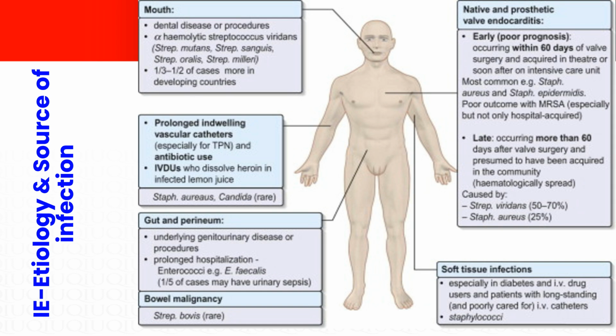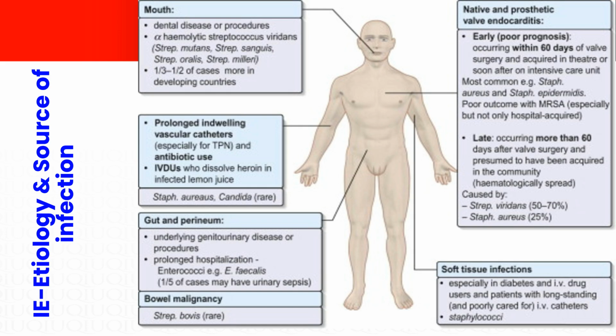This diagram illustrates the diverse sources and routes of infection leading to IE. Common sources include dental procedures or poor oral hygiene introducing oral streptococci, skin infections or IV drug use introducing staphylococci, gastrointestinal or genitourinary tract procedures introducing enterococci or gram-negative organisms, indwelling catheters serving as bacterial entry points, and cardiac surgery directly introducing organisms during prosthetic valve placement.